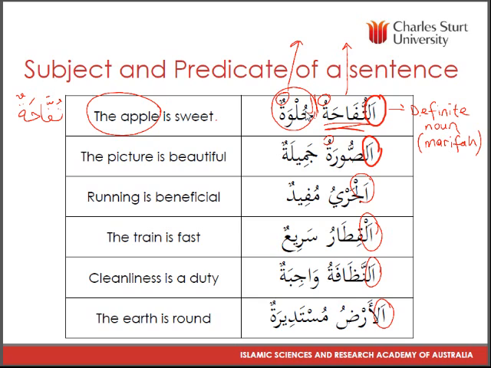Okay, did you get that point? At-tufahatu al-hulwatu, if both of them have L, it is an adjective. Sweet apple, it means. But when you say at-tufahatu hulwatun, it directly becomes a sentence and it means the apple is sweet. So there is a difference. The apple is sweet is a sentence. Sweet apple is an adjective. There is a difference.